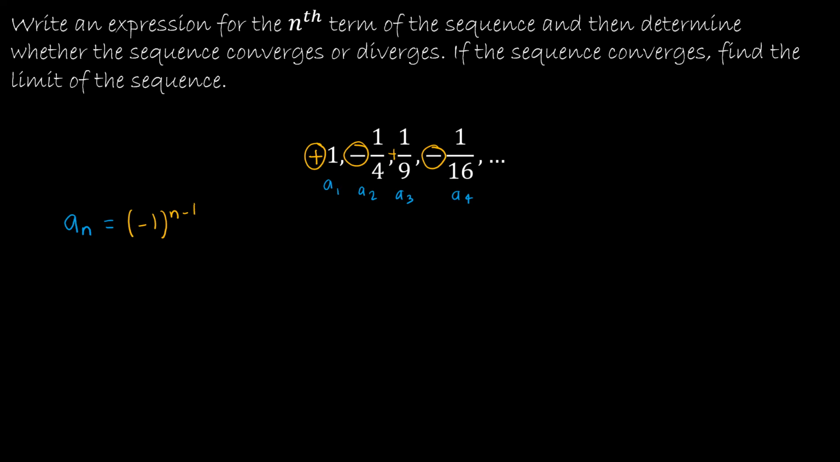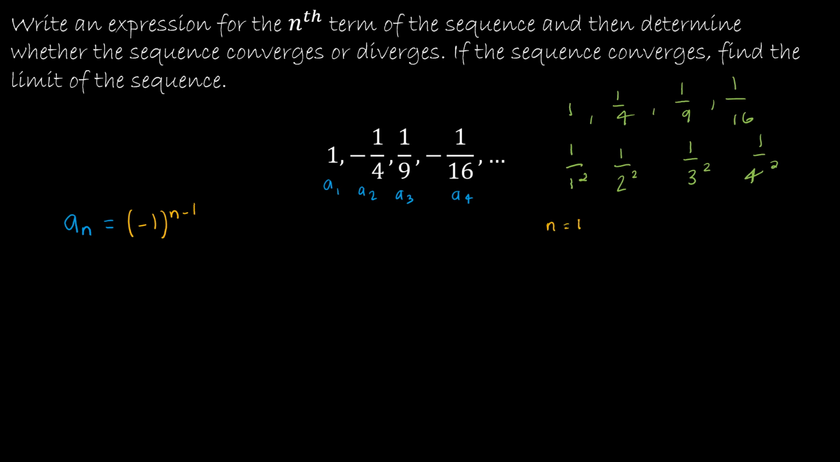From here, now I need to take a look at the other part. So the other part is disregarding the positives and negatives. I have 1, 1 fourth, 1 ninth, 1 sixteenth. And this looks like 1 over 2 squared, and this looks like 1 over 3 squared, and this looks like 1 over 4 squared, and I could write the first as 1 over 1 squared. Now I have to think about how I could write that in terms of n, where of course n here is 1, and n here is 2, and n here is 3, and n here is 4. So obviously this is going to be 1 over n squared.